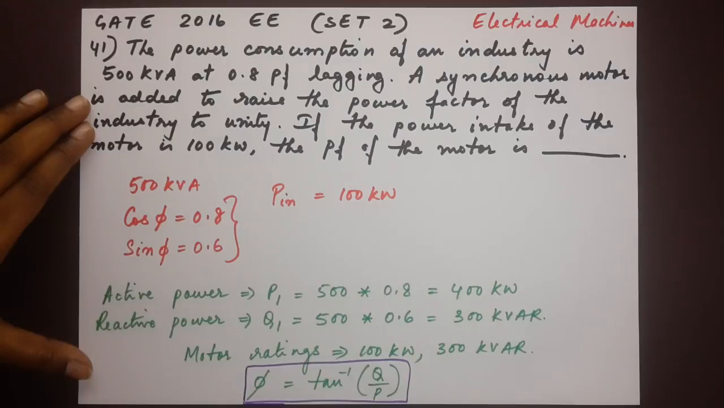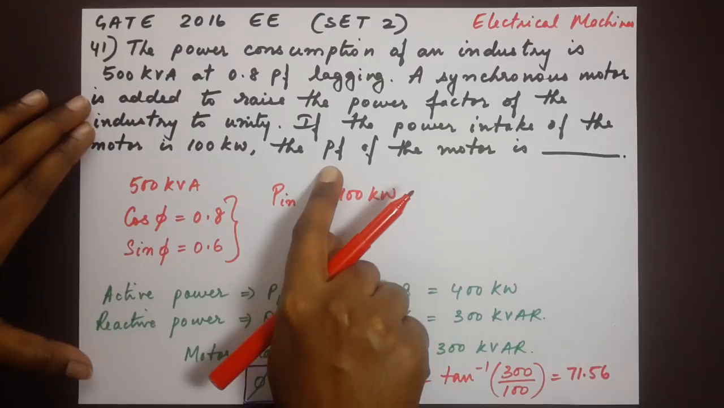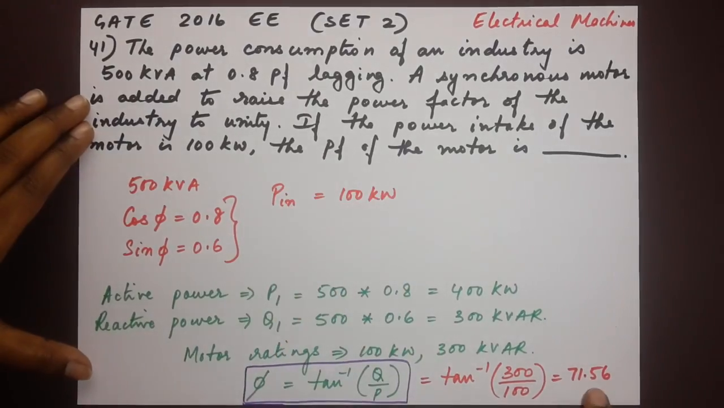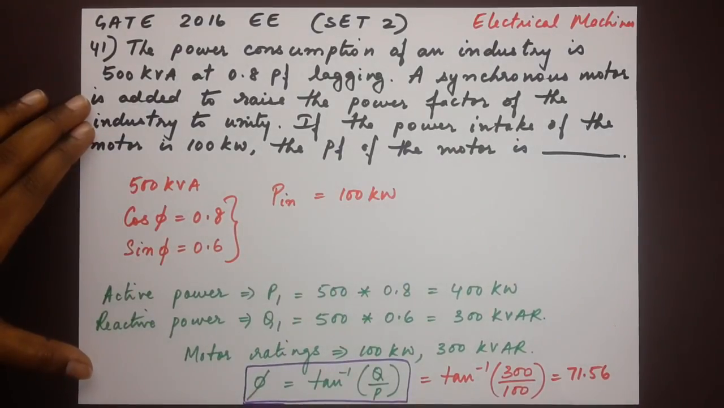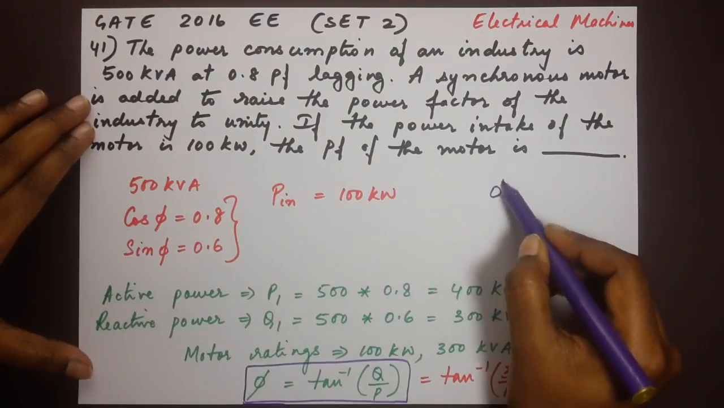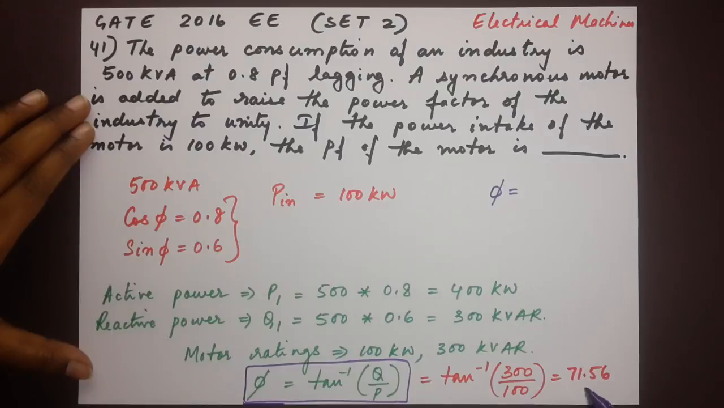So if we substitute the values, we get tan inverse of 300 by 100. So that's tan inverse of 3. So that comes around to 71.56. Now this is the value of phi. We need the power factor, which means that we need cos of this value. I hope you're following. So this is the value of phi. I'm going to write it here. So we have that phi is equal to 71.56.